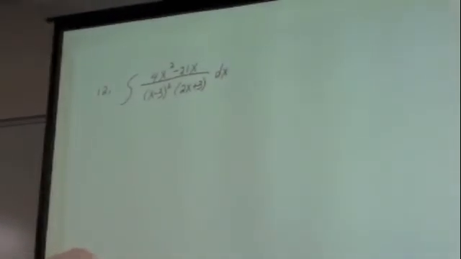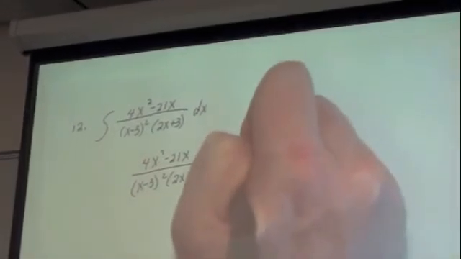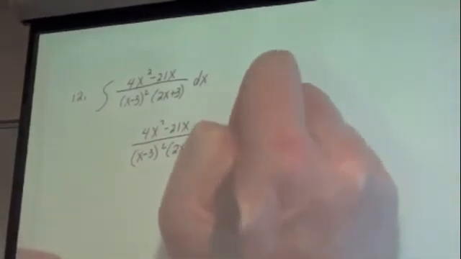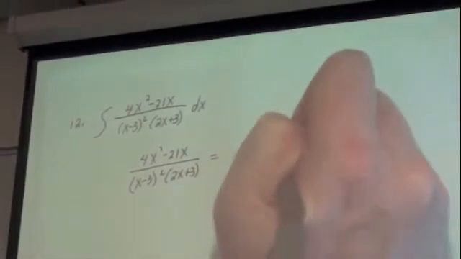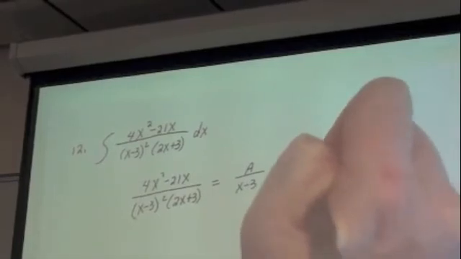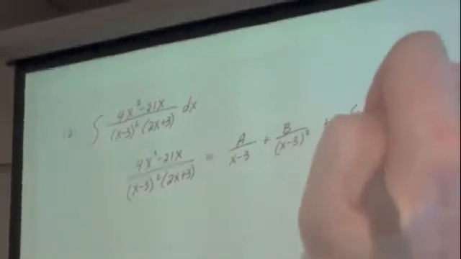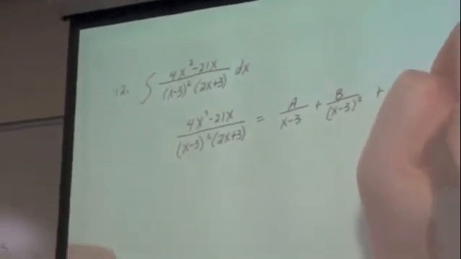Okay, so first thing I would do is I'd say, well, we're going to let 4x squared minus 21x over this x minus 3 squared times 2x plus 3 equal a over x minus 3 plus b over x minus 3 squared plus c over 2x plus 3.